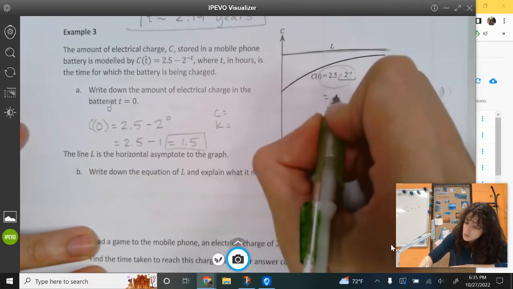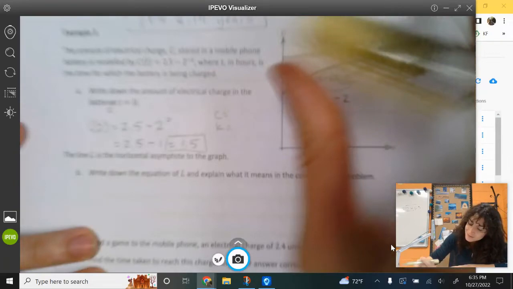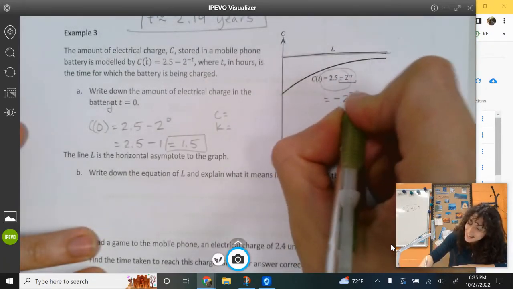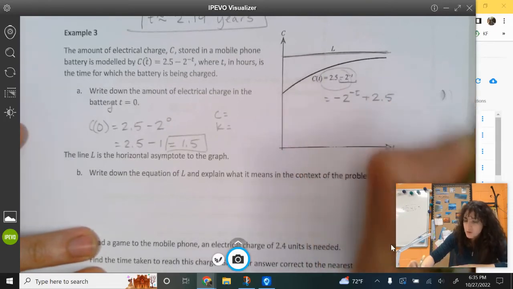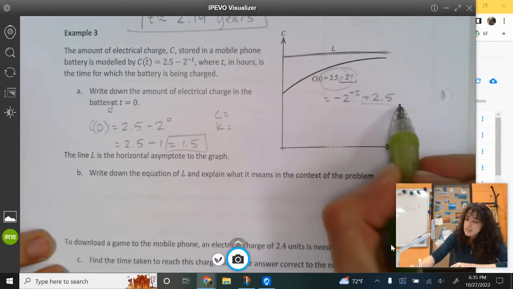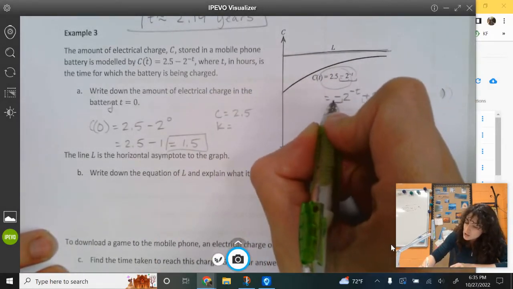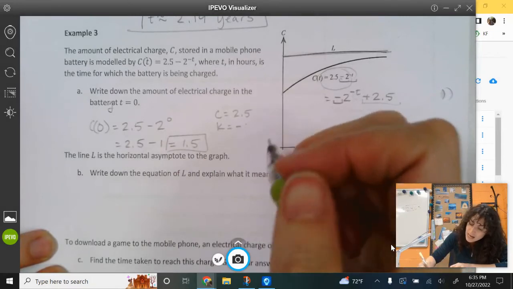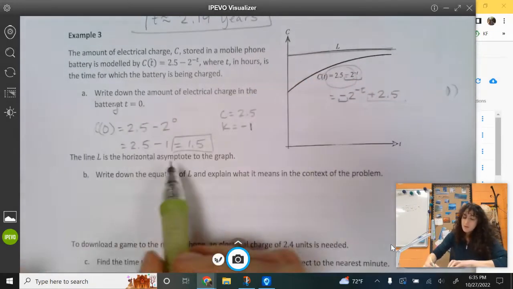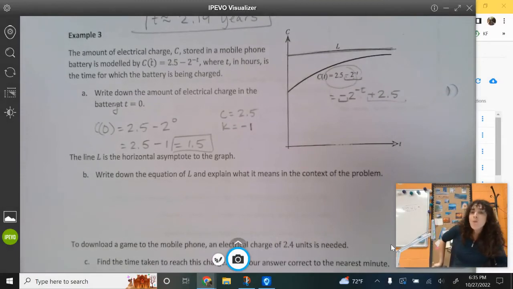behind it. So that would be negative 2 to the negative t, and then 2.5 is positive, so plus 2.5. So notice here that c is 2.5 and k is actually -1, which makes sense that adding those two together would actually turn into a subtraction, which now means that it's 1.5.